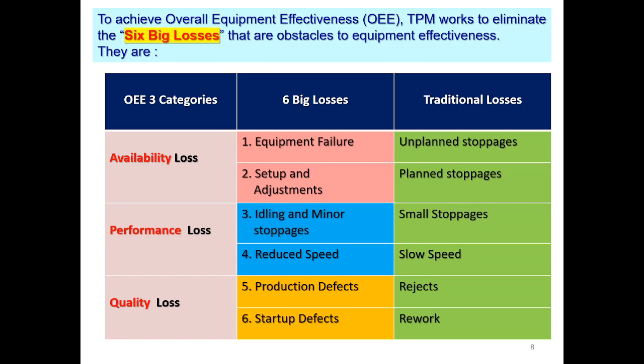Let's see what are the availability losses, which is divided into 2 types of losses. They are equipment failures, that is losses during unplanned stoppages, and setup and adjustment losses, that is losses due to planned stoppages. Performance loss is further broken down into 2 losses. They are idling and minor stoppages, that is losses due to small stoppages in the machine. Reduced speed is when the machine is running at slow speed. As a result, production is also reduced. Quality loss is divided into production defects, that is, defects not conforming to specification, hence totally rejected. Startup defects are defects that can be recycled or reworked to required specification and can be reused, but resulting in waste in energy and cost.